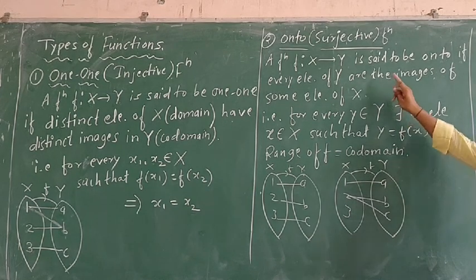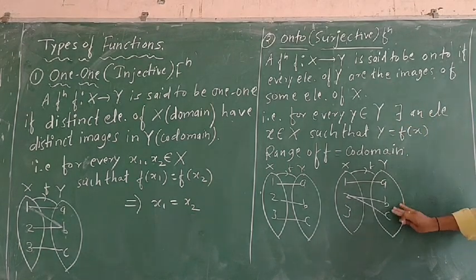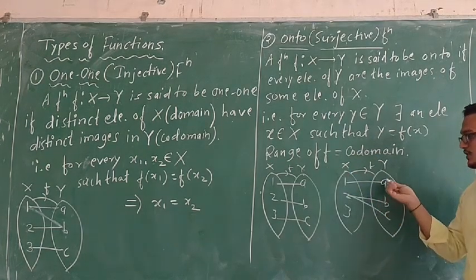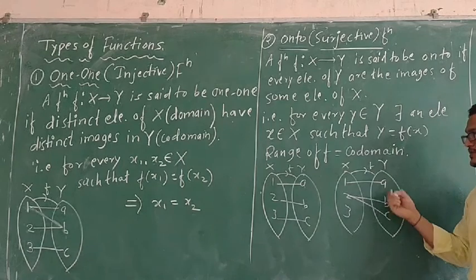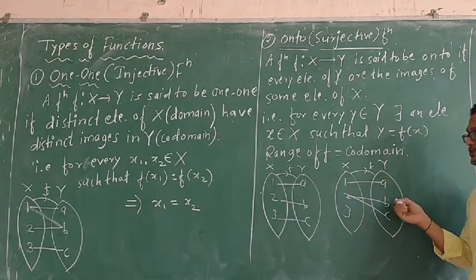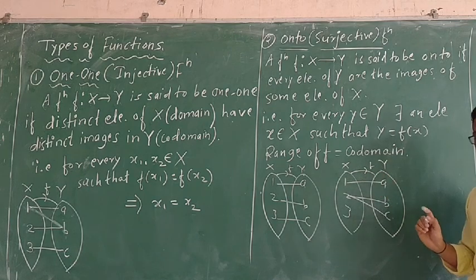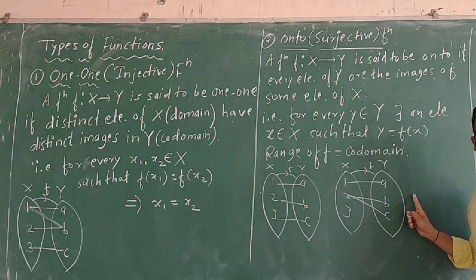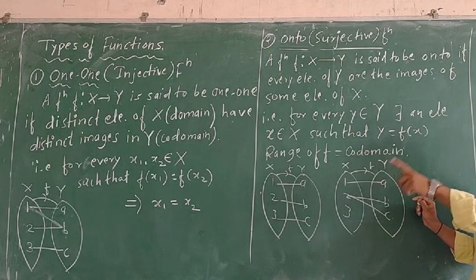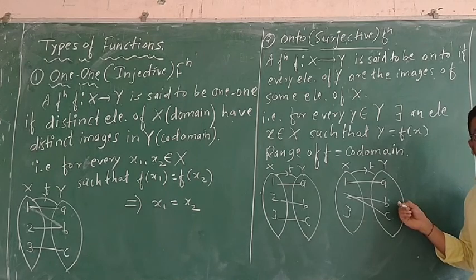But what you have to check in the onto function is that every element present in y should be the image of some element of x. So a is the image of 1, b is the image of 2, and c is the image of 2. So these a, b, c all are images of some elements of x. Therefore this is an onto function. Okay, but just now what I have given as the conclusion, every one-one function is onto, but onto is not one-one. For that you can give this counter example.